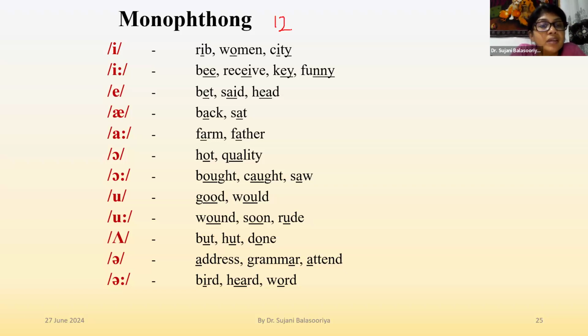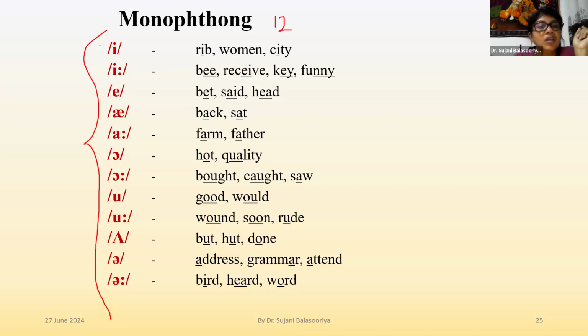So are you familiar with these sounds? I have given the words and underlined the places where you get the sound, and the symbols are there. You need to remember the symbols. That's a must, just like you remember the consonant symbols. Now I will go through quickly. The first one is the short E sound, like in rip, women, city. In all the places I have underlined, you get the short E sound.